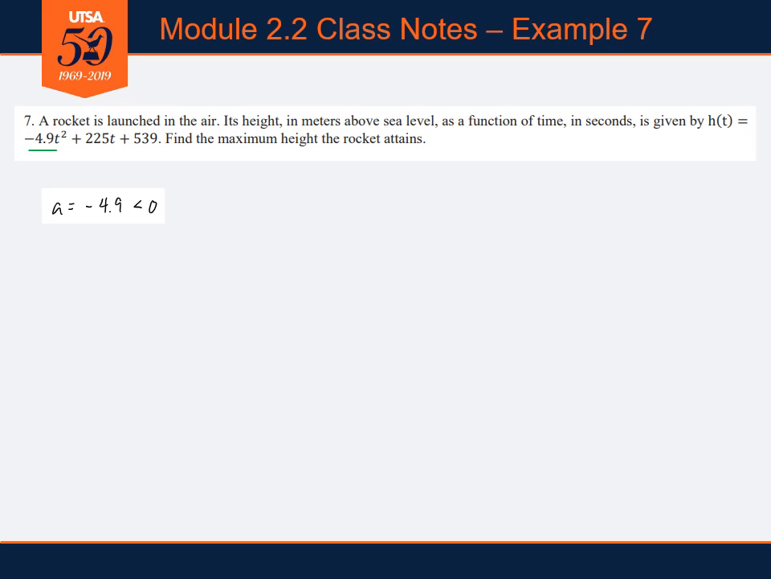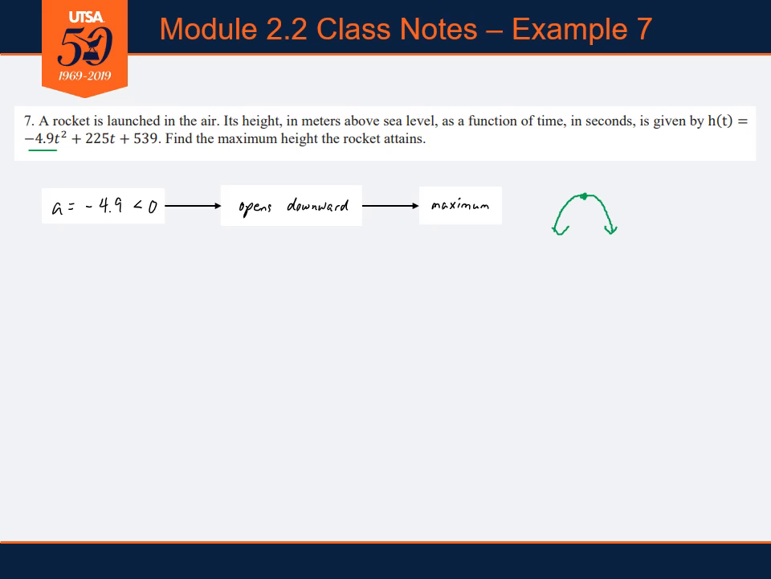a equals negative 4.9, that's a number less than 0. That means our parabola is going to open downward, and we're going to have a maximum. So we have a downward opening parabola. Imagine that rocket flying through the air and reaching some maximum height before it falls back to the ground. And they're asking us to find the maximum height the rocket attains.